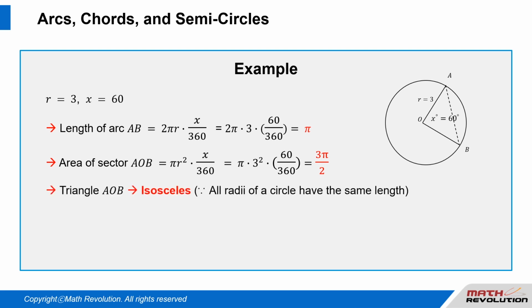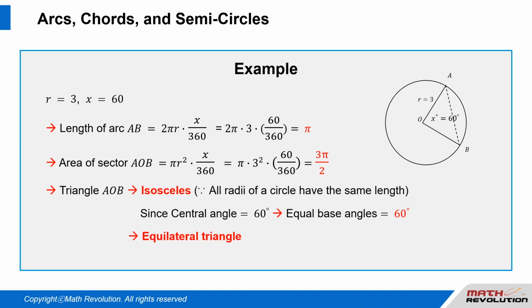Notice that triangle AOB is isosceles, has two equal sides, since all radii of the circle have the same length. Since the central angle measures 60 degrees, the equal base angles must also measure 60 degrees, and the triangle is equilateral, that is, all three of its sides are equal. This means that the length of chord AB is also 3. That's right, it is an equilateral triangle.